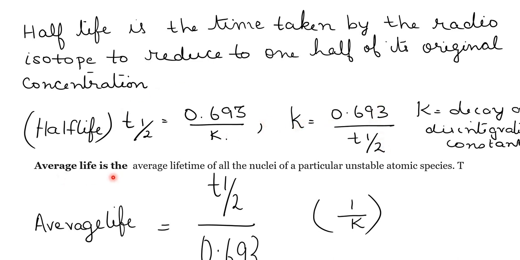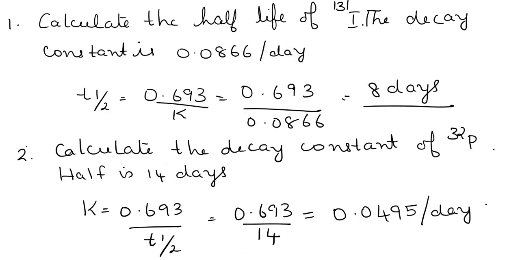So, the average life is the average lifetime of all nuclei of a particular unstable atomic species. Please ignore this T. Here this is actually equal to 1 by K. You can remember it as 1 by K. That means you have to take the reciprocal of K. So, K is 0.693 by T half, which means average life will be T half by 0.693. So, this is how you can remember it. Now, we will see problems based on this.